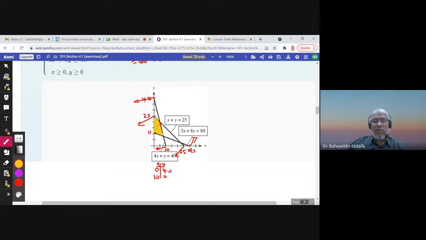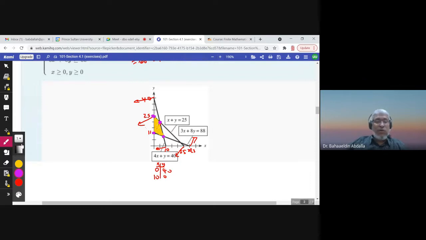Now let us check it. To the left of this line, yes. Above this line, yes. To the left of this line, yes. x greater than 0, y greater than 0. All the conditions are satisfied. So it is this region. So where are the corner points? There is a corner point here, and here, here, and here.